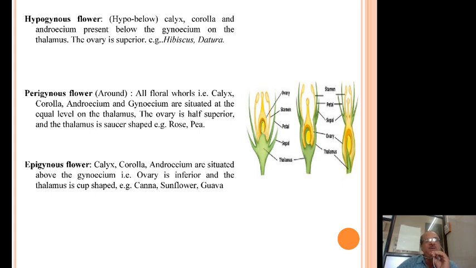The third type is the epigynous flower. Now epi means above, gyne means gynoecium or the ovary. So the floral whorls are placed above the ovary or above the gynoecium, especially in the flowers of canna or guava. All the floral whorls, that is calyx, corolla, and androecium, are placed above the ovary. So the ovary becomes inferior, and above the ovary are the calyx, the corolla, and the androecium. Such a type of flower is called the epigynous flower.